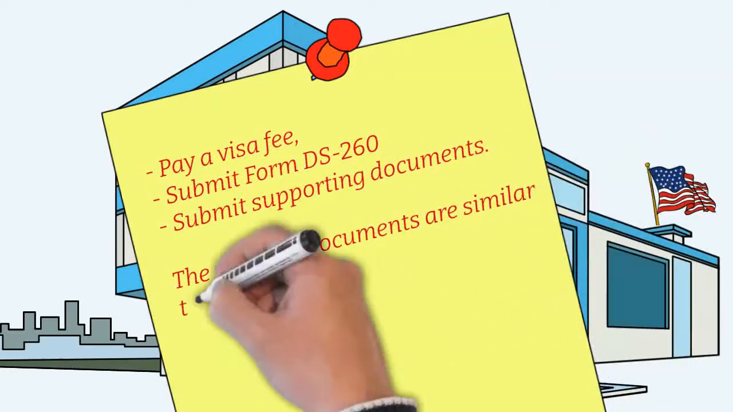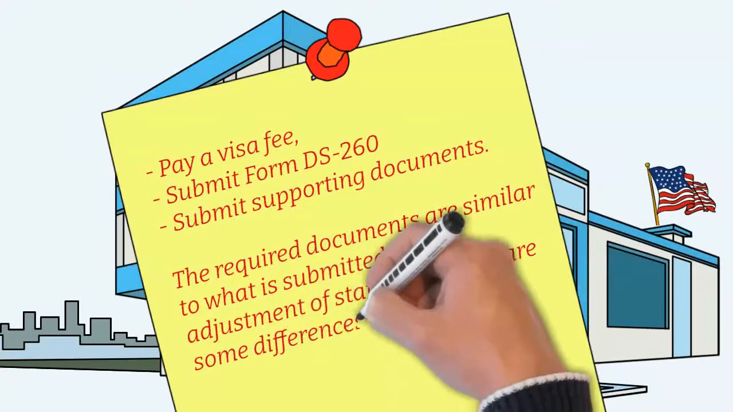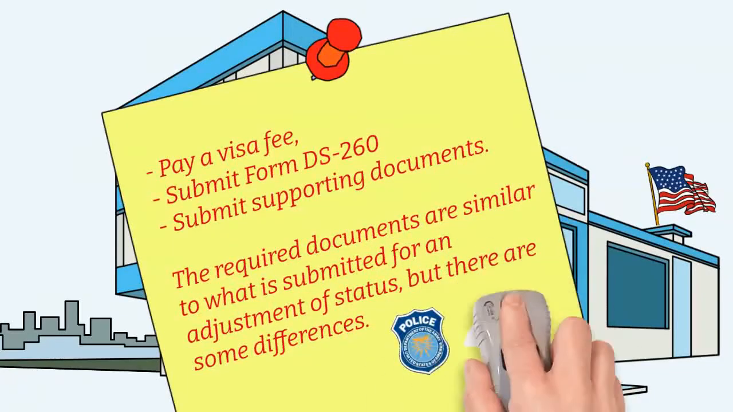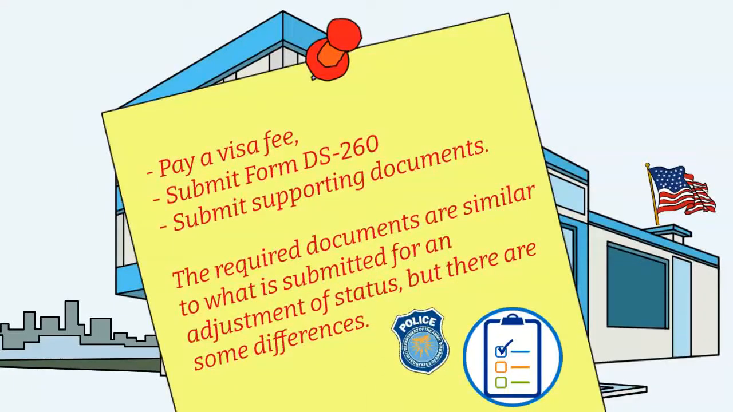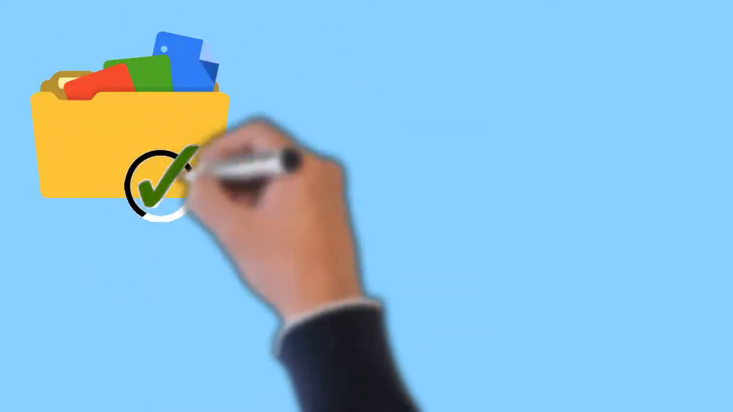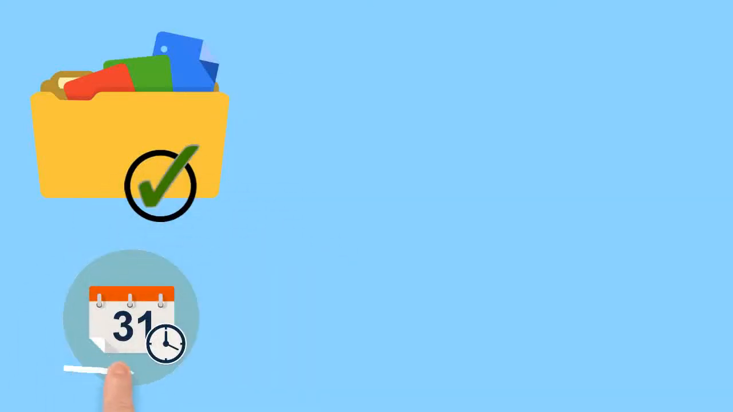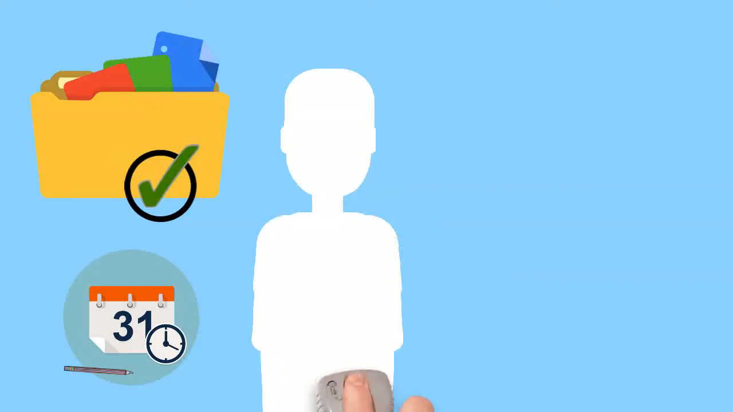The required documents are similar to what is submitted for an adjustment of status, but there are some differences. For example, you must submit a police certificate, and possibly more than one, if you have ever been arrested, or have lived in various countries in your life. After the National Visa Center has reviewed these documents, and is satisfied that they have all the required information, the case will be transferred to the U.S. Consulate for scheduling. The consulate will then reach out to the applicant with an appointment date.